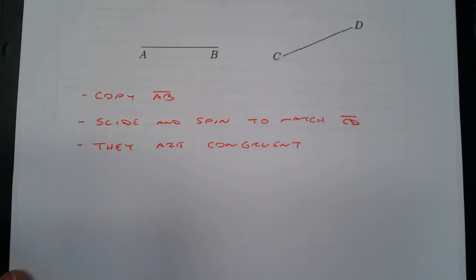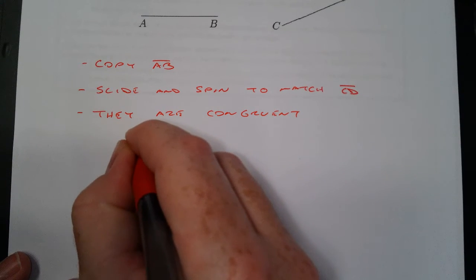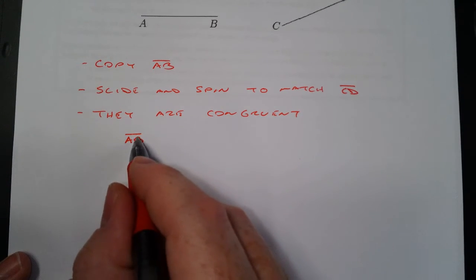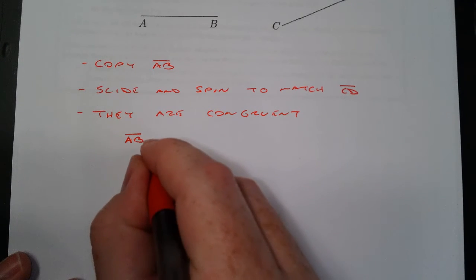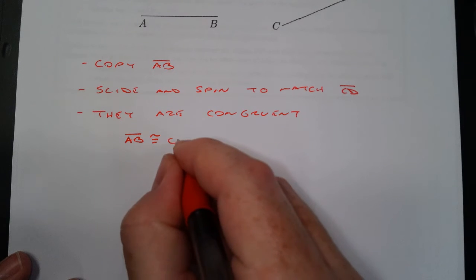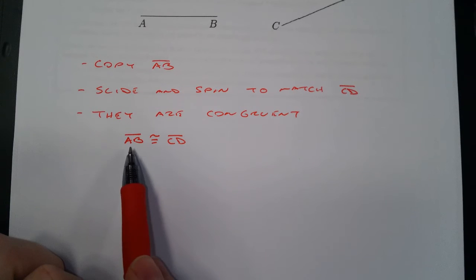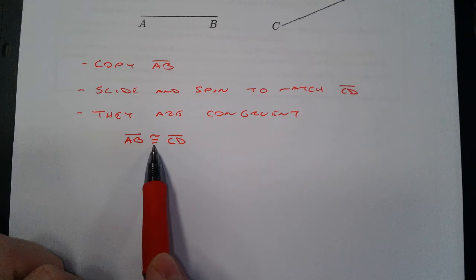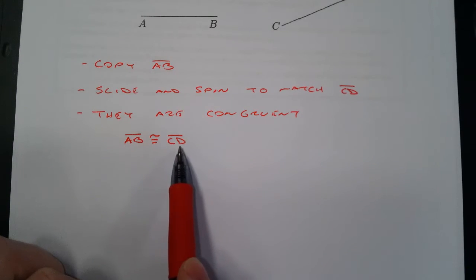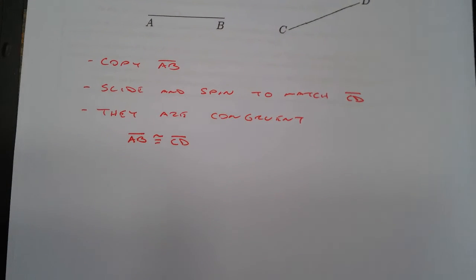Or if you want to write it in mathematical symbols, you say segment AB, which is AB with a bar, segment AB is congruent, that's the symbol for congruent, with segment CD. So this says segment AB is congruent to segment CD. That's how you write it with symbols. So pause it, copy down those symbols so you know how to do them later, because they will come back.